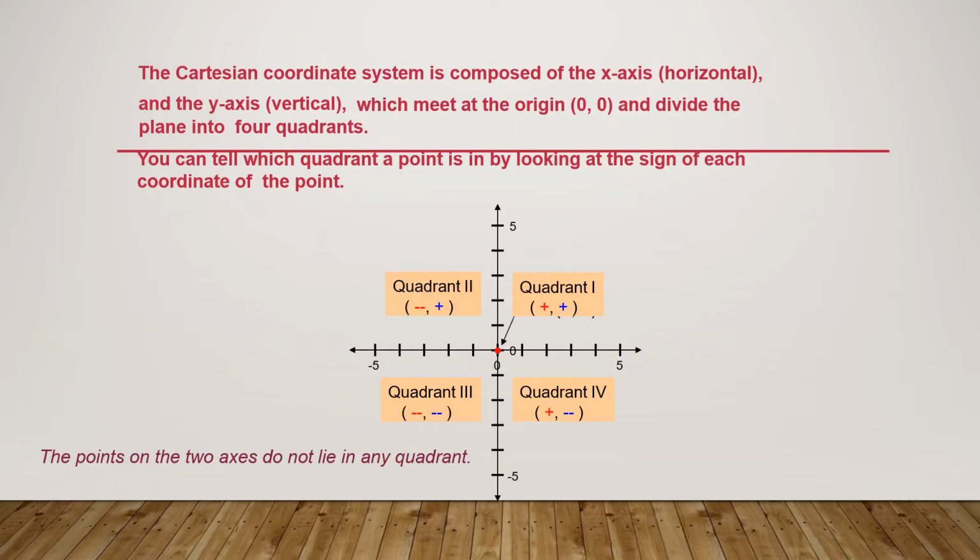Here you can see there are four quadrants. You know very well, the sign for the first quadrant is positive, positive, plus, plus. The sign for the second quadrant is minus, plus. The sign for the third quadrant is minus, minus. And the sign for the fourth quadrant is positive, negative, that is plus, minus.